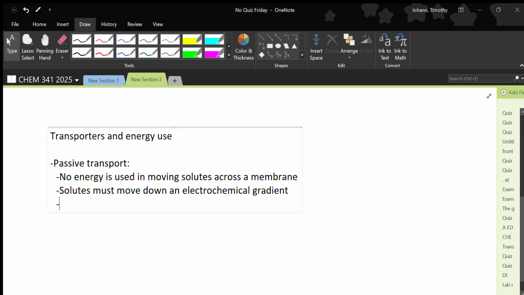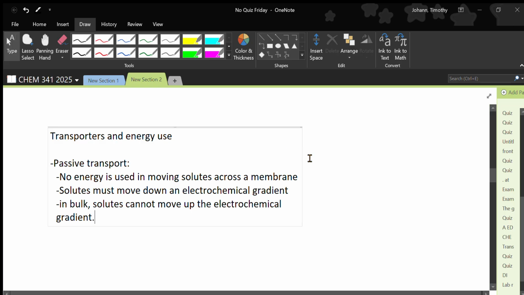At least in bulk, that's what I mean by in bulk, right? I just want people to remember this is a dynamic system. In bulk, solutes cannot move up the electrochemical gradient, because it would take energy to do so, and a passive transporter has no way to use energy. Okay? Questions on that?